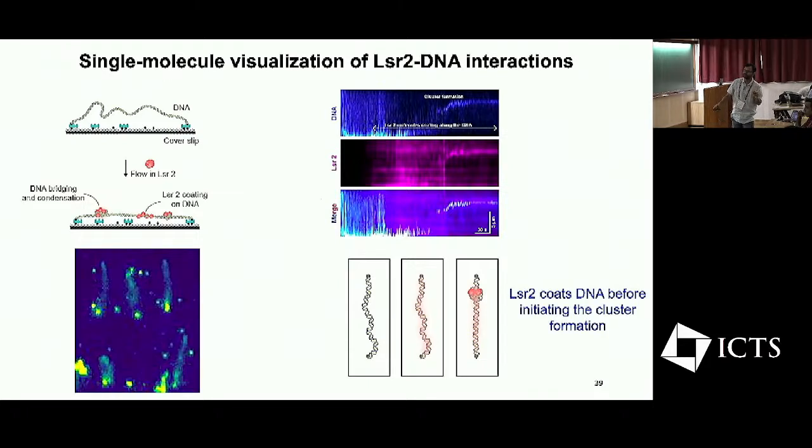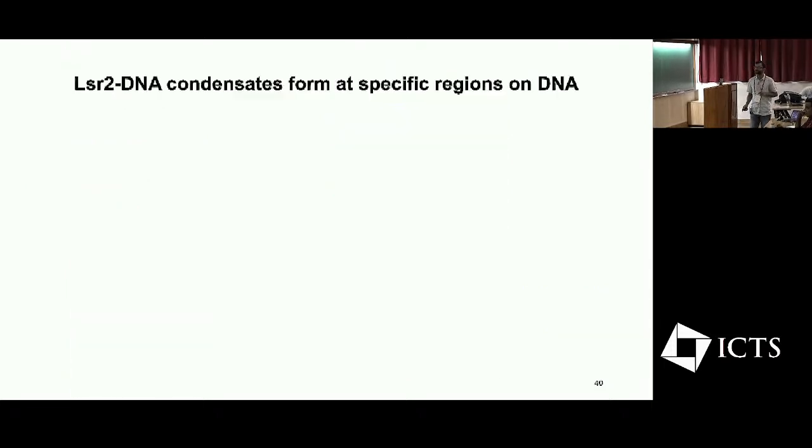Here is the video that shows it. One mode is that it binds and condensates at certain locations on the DNA. The other is coating along the length of the DNA. You can also see in the video that it condensates at specific locations on the DNA, and also it coats. Initially it starts to coat and then forms condensates at some locations, and you also have the coating elsewhere.